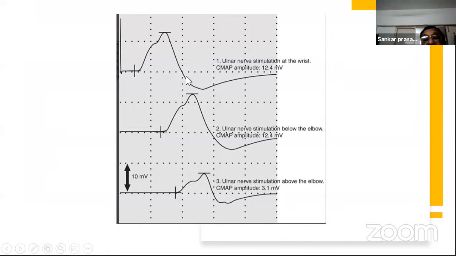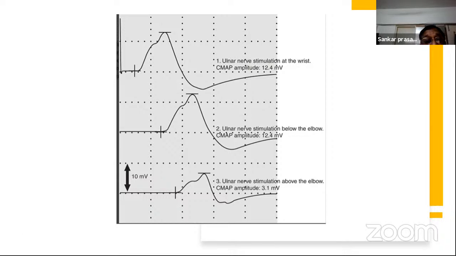What do you call this observation here? Anybody can tell? What are you seeing in the CMAPs of the ulnar nerve? What is the interpretation? Yeah, that's good. Medial, the conduction block across the elbow.